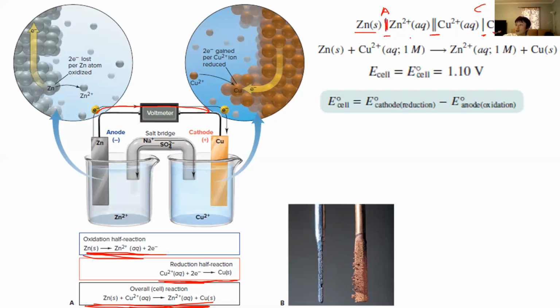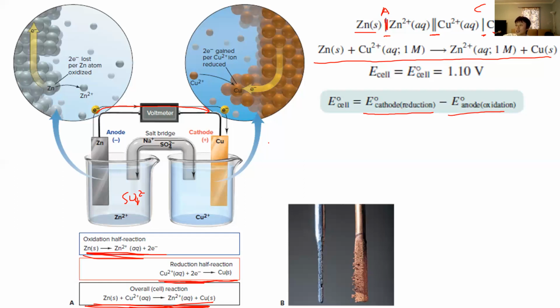Only those involved in this overall reaction are mentioned in this notation. For example, in this electrolyte solution, you have zinc sulfate. Sulfate is not involved, so you don't have to put sulfate in this notation. And the cell potential is actually the reduction half cell potential on the cathode minus the half cell potential on the anode.